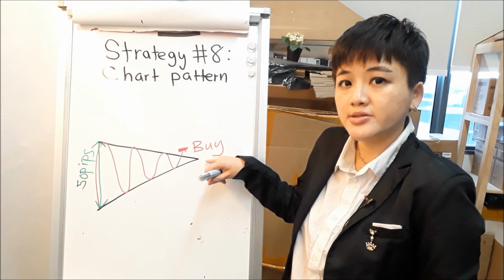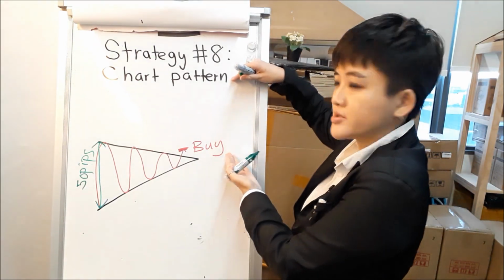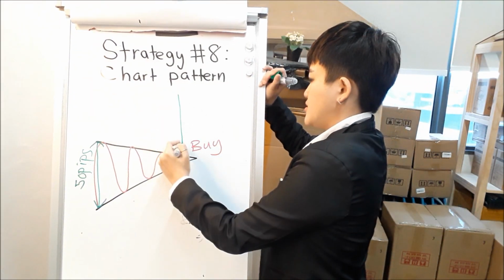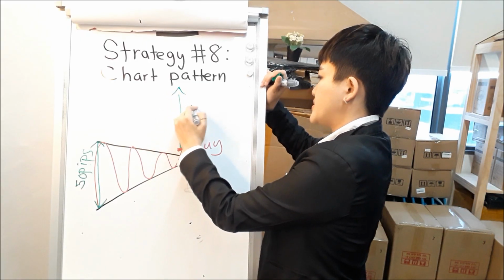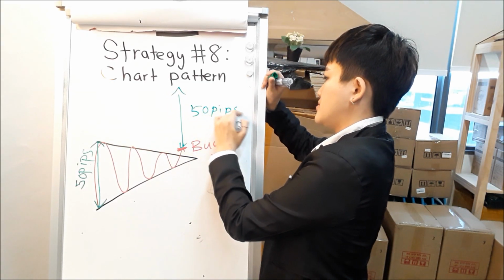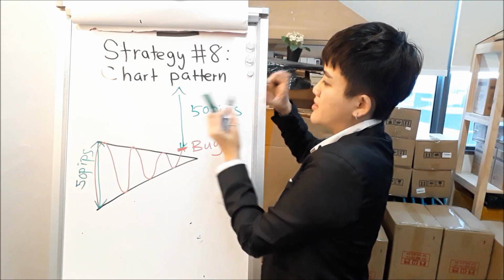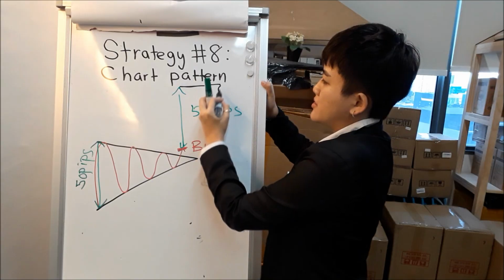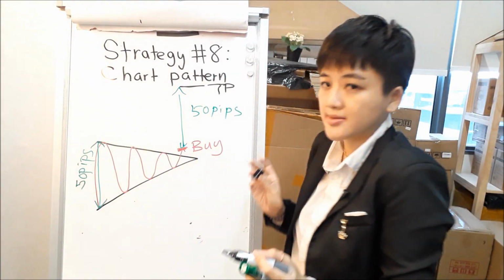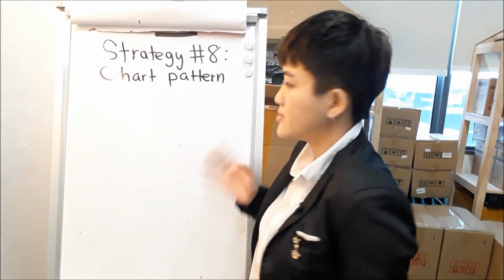Then from your entry price, you project upwards 50 pips. Okay, then this is where you put your TP target. And also you have other very common patterns, right?